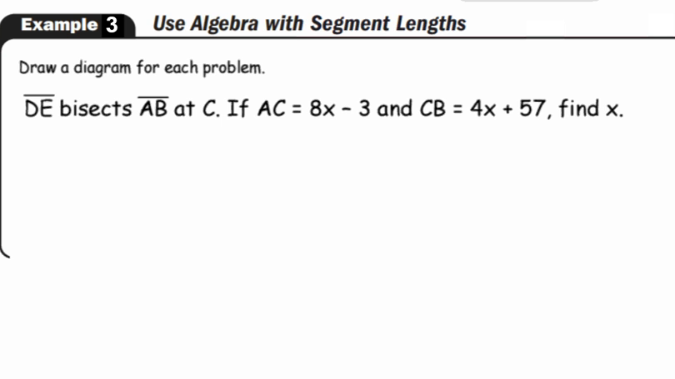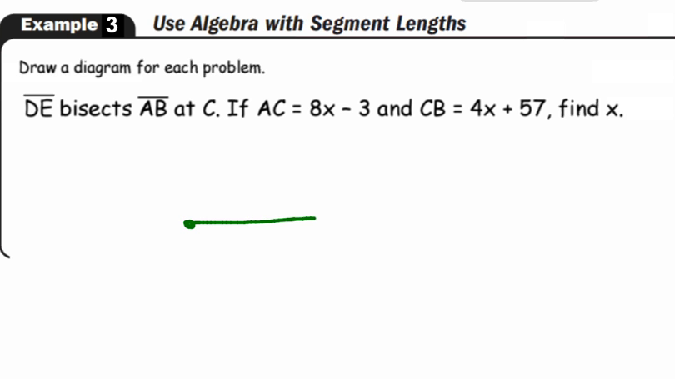All right, using algebra with segment length. So let's read this. Draw a diagram. DE bisects AB. So you have to stop and think here for a minute. Which one is doing the bisecting and which one is being bisected? So DE bisects. That tells me that DE is doing the bisecting, and DE bisects AB. That means AB is being bisected.